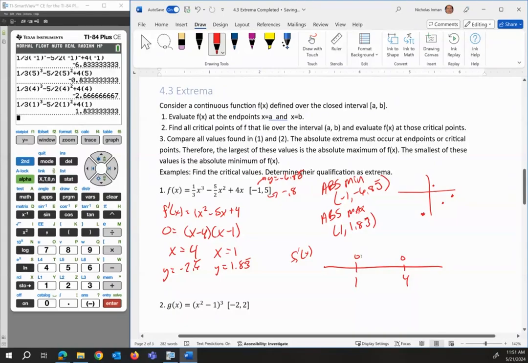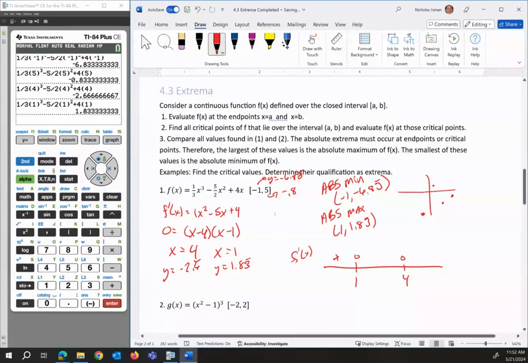So if we plug in a number smaller than 1, like 0, and we plug that into our derivative, 0 squared minus 5 times 0 plus 4, we would get positive 4. So our slope here is positive. You see how it goes from here to here, we have to increase. All right, so it's always increasing from here to here.